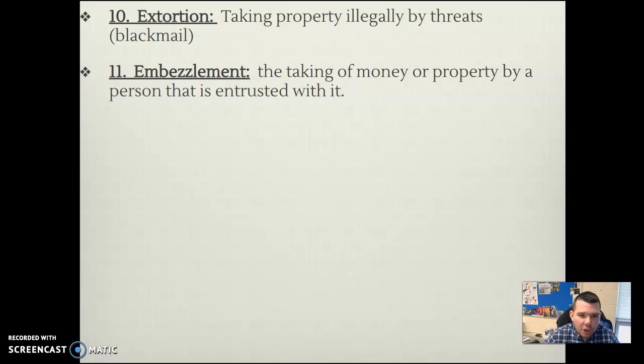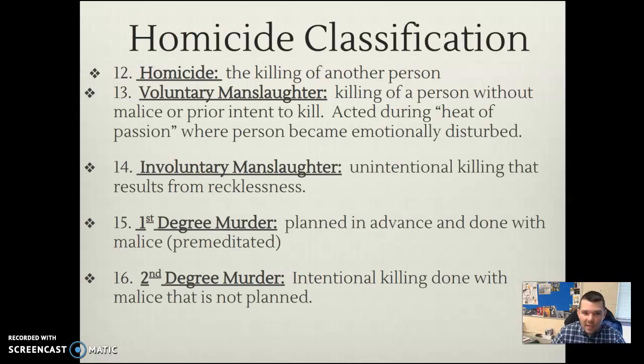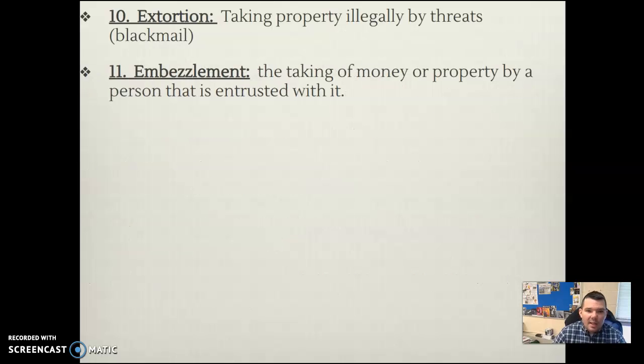All right, now extortion. Extortion is where you take property illegally by threat. So essentially it's like blackmailing somebody. Like, give me $10,000 or I'll show a video of whatever. So you're extorting somebody, you're blackmailing them. Like, give me money, or else I'm going to hurt you somehow with something that I have. So that's extortion.